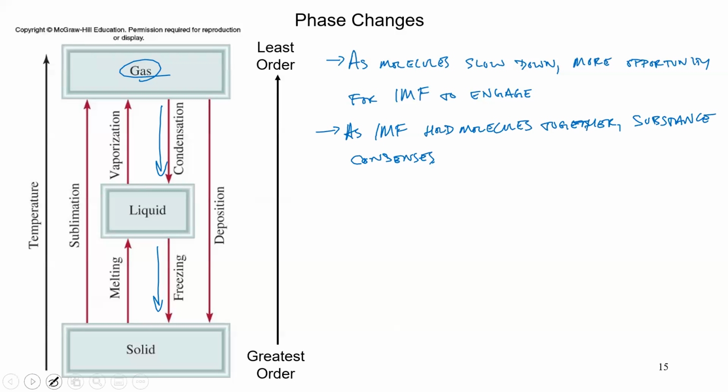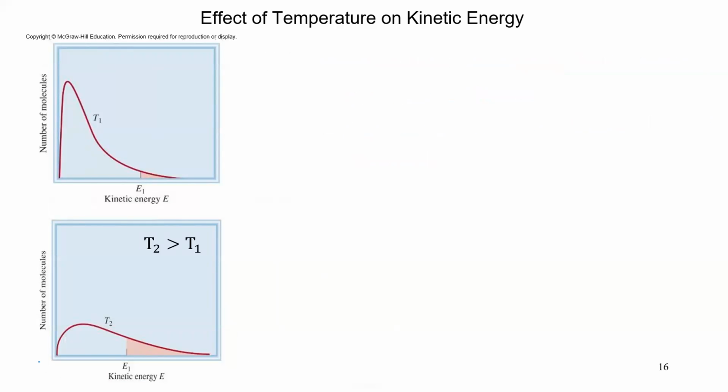Okay. Our next slide here really just goes back to what I was talking about in terms of the energy and the temperature being related to one another. This is the Boltzmann distribution. Again, you should remember something kind of like this from chapter 5 when we talked about the kinetic molecular theory for gases. At temperature 1, this is our Boltzmann distribution. And let's say that this is the energy required to go from the liquid phase to the gas phase.